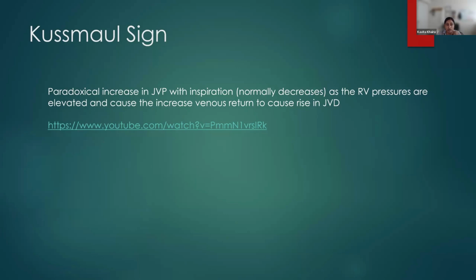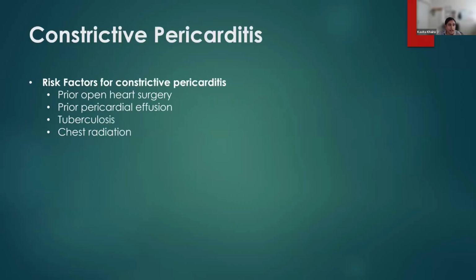And then all the other features of constrictive pericarditis clinically tend to look almost like liver disease, with the ascites, lower extremity edema, et cetera, but in the absence of pulmonary hypertension. So risk factors: patients with prior open heart surgery, even a prior CABG; prior pericardial effusions, particularly a complex effusion in the past, like a hemorrhagic, bloody effusion; tuberculosis; and then chest radiation. So if patients have had high doses of chest radiation for lung cancer, breast cancer.